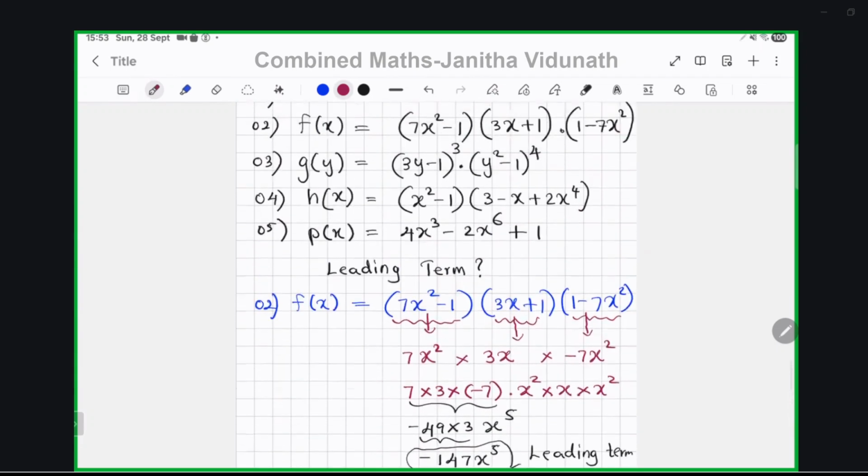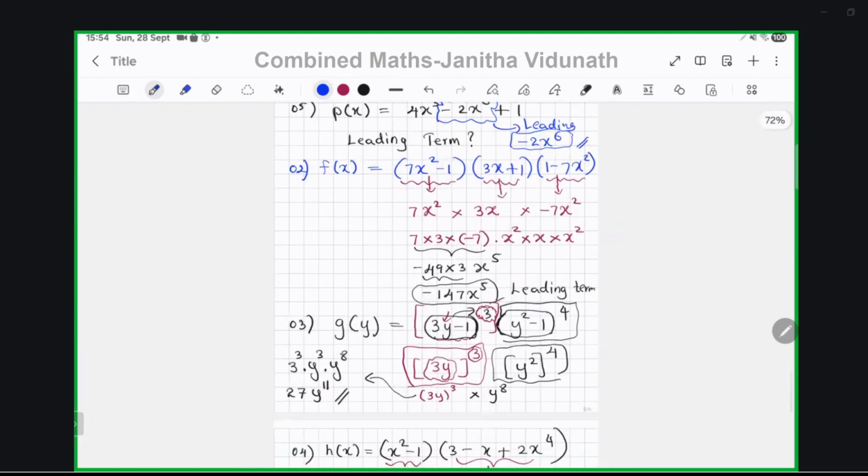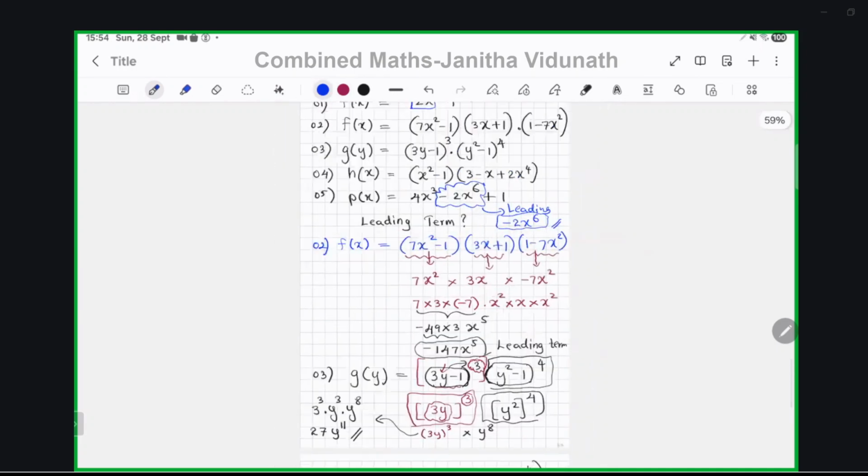In the last question, the term with the highest power is this. Then the leading term should be minus 2x to the power 6. Here we take the whole term with the sign. I already mentioned in the previous example, we need to take the whole term with the sign. This is the leading term. Okay, write down those answers.